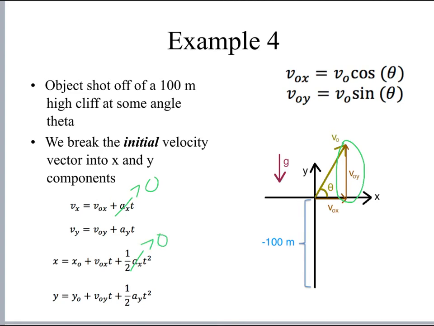Does anyone remember? Why does the AX go to 0? Because which way do things fall? They fall down. Gravity pulls down. Gravity is what's causing the acceleration, and it points down. So there's no gravity making something accelerate left or right. That means the AX is 0. So I can cancel them out. We know X naught and Y naught are 0 because that's where I put my coordinate system. And we know that AY is minus G.